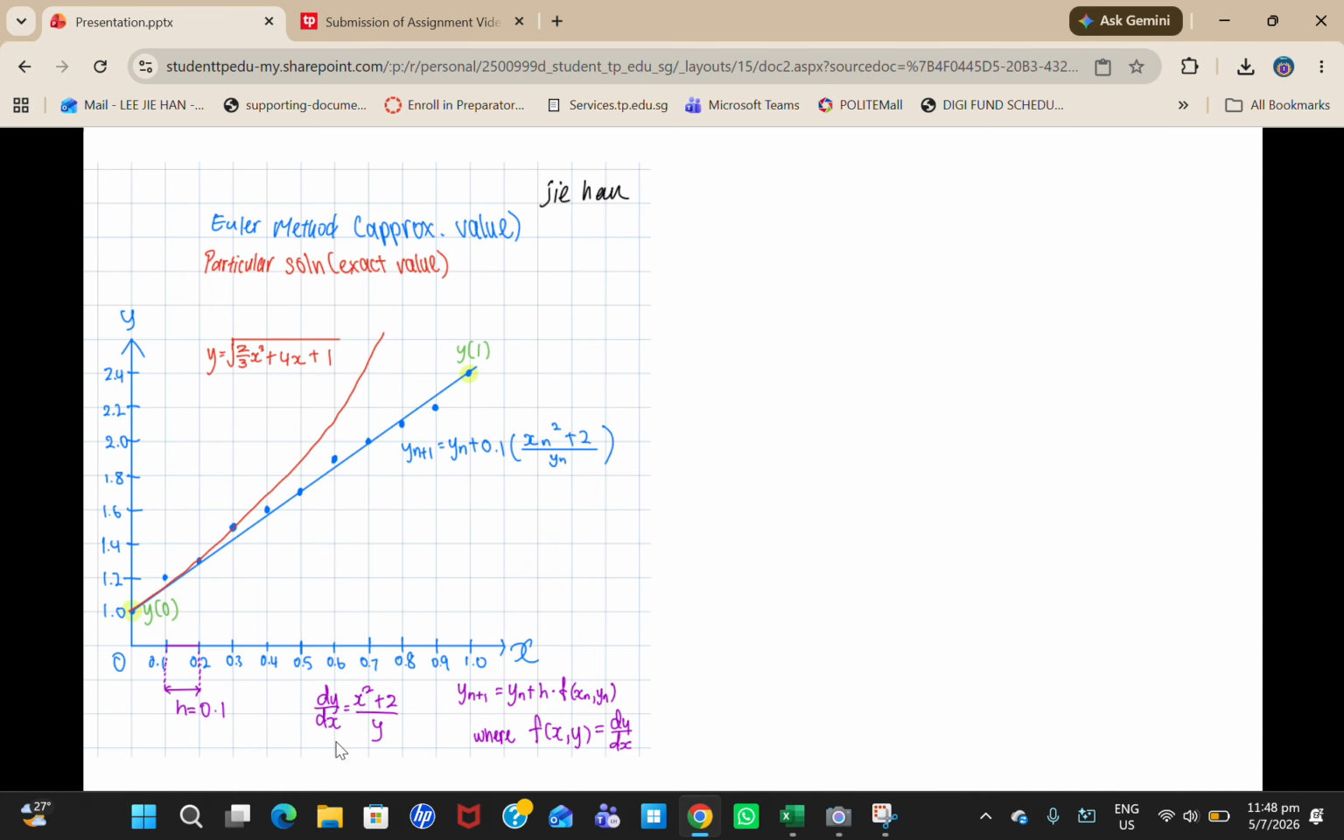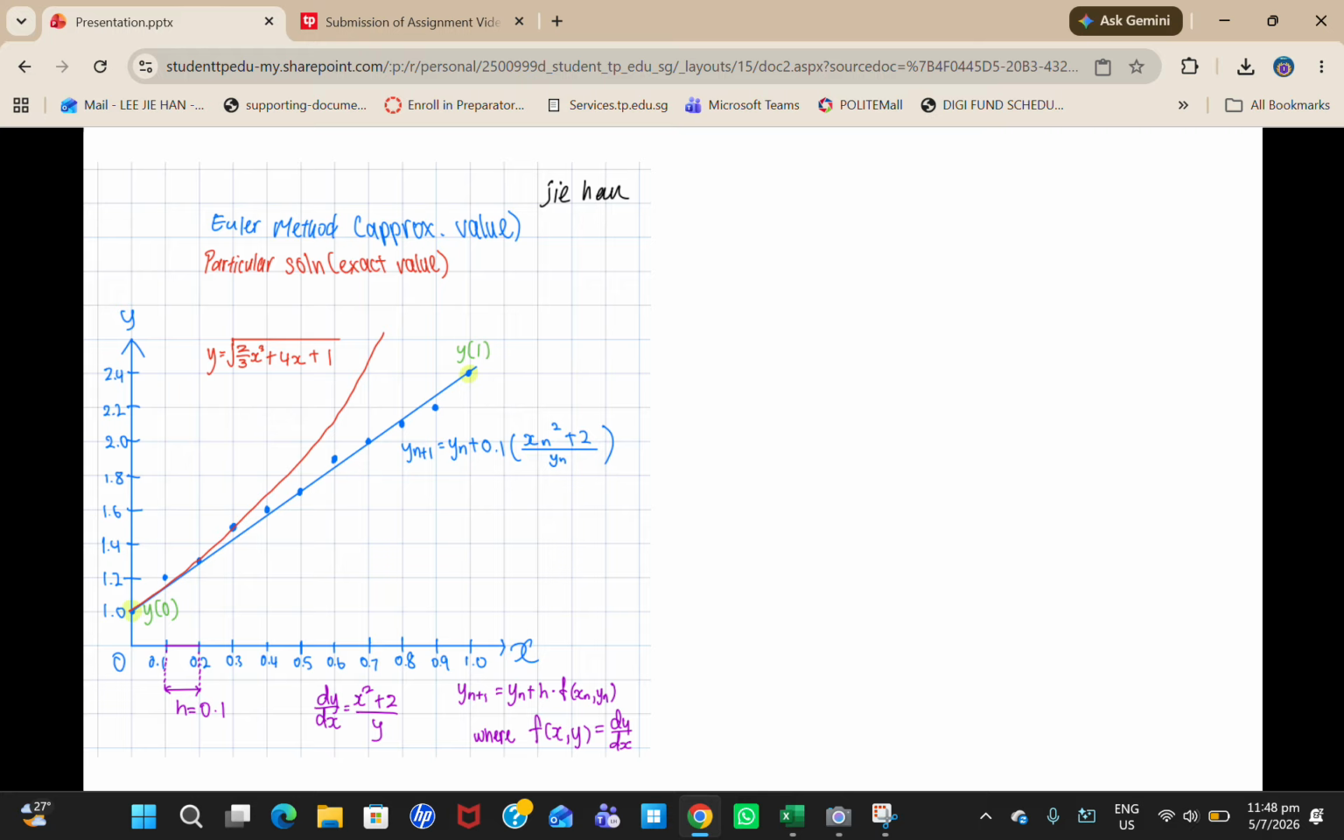To begin from the known initial condition, y(0) equals 1, highlighted here in green, the differential equation gives the slope of the solution at this point through the function f(x, y) equals dy/dx. And instead of following the exact curve, the Euler's method assumes that over a small interval, the curve behaves like its tangent line. And as shown here, the step size h equals 0.1. Also, h denotes the step size.